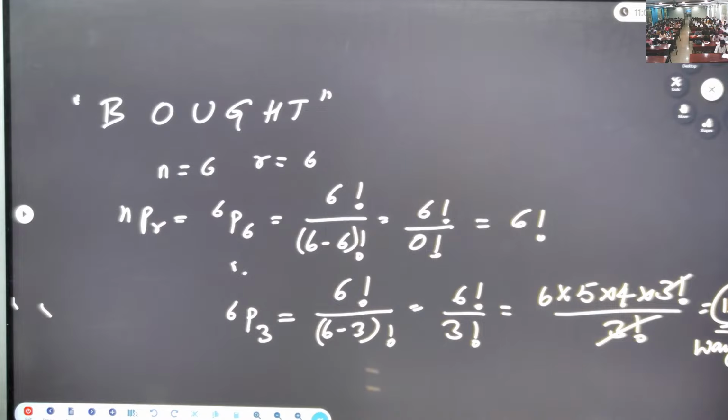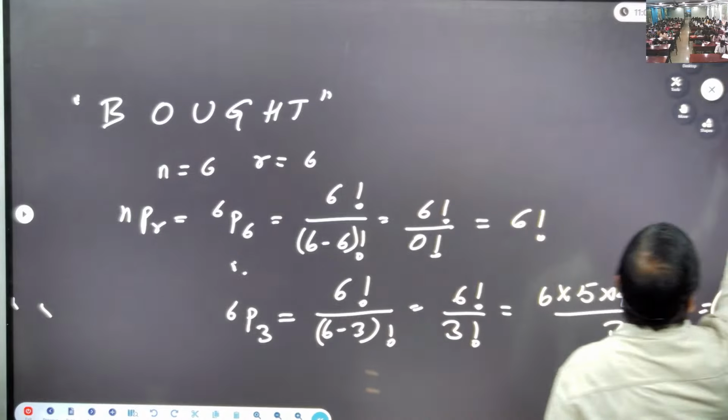Next. How many ways can the 10 boys and 10 girls sit around the round table? What is the answer?